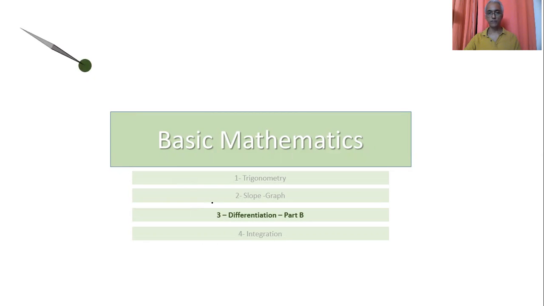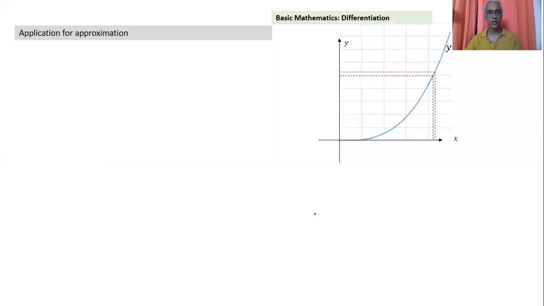Okay, let's start with the second part of the topic of basic differentiation, which is required for understanding physics. We are only dealing with basic differentiation to the extent it is required for physics. In continuation of the previous topic, let's look at one application of differentiation for the purpose of approximation.